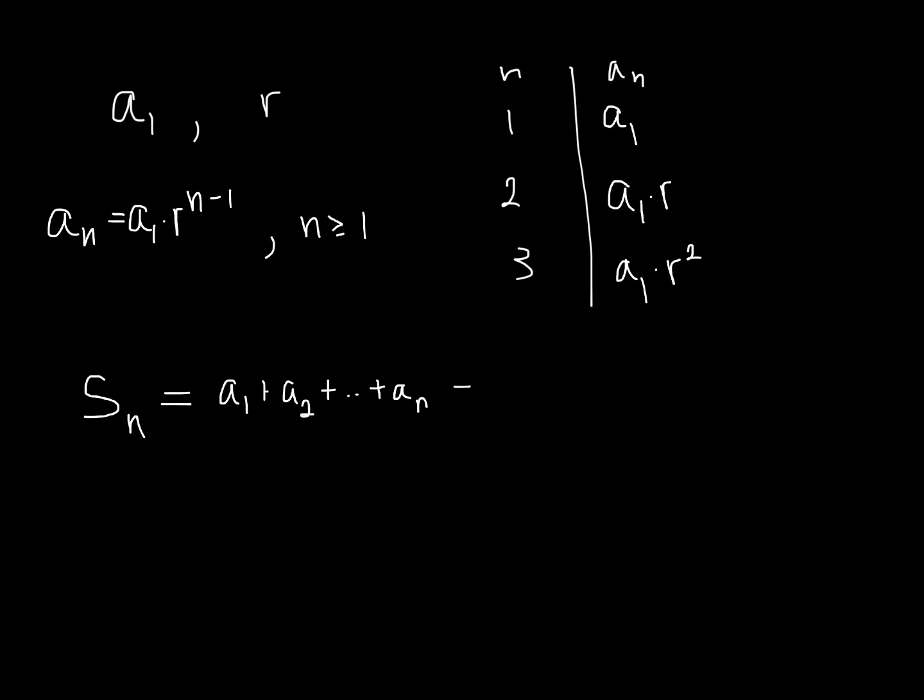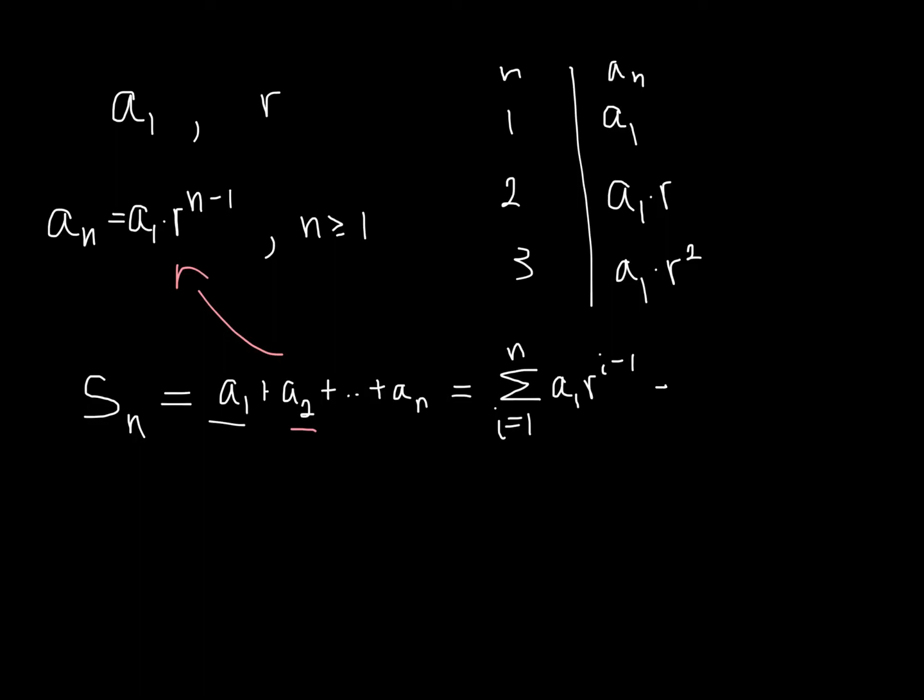And you can write this in summation notation using sigma, starting with i equals 1, going all the way up to n. I'm going to be adding each term. Now, each term can be found by taking a sub 1 and multiplying it by r to the n minus 1. So I'll have a sub 1 r to the i minus 1. So thinking about it, if i is 1, that's the first term, and that's going to be r to the 0, so it's going to be i minus 1.